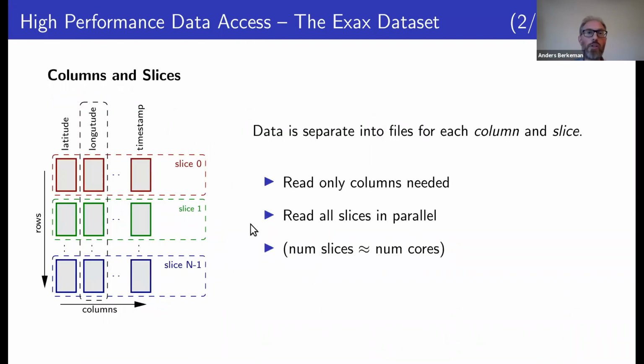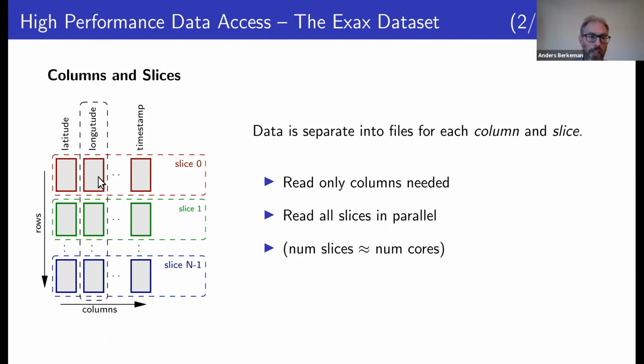Here is an illustration of how the data is stored. Imagine the taxi dataset with columns such as latitude, longitude, and timestamp. Each column is stored as separate files so that we do not need to go through all of the data in order to read just a single column. I would say reading one or a few columns is by far the most common case.